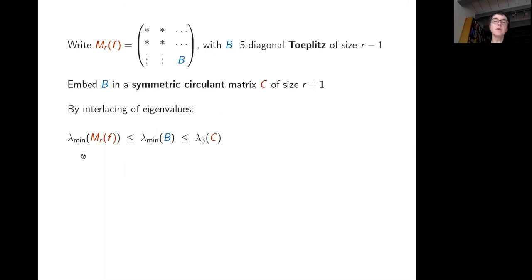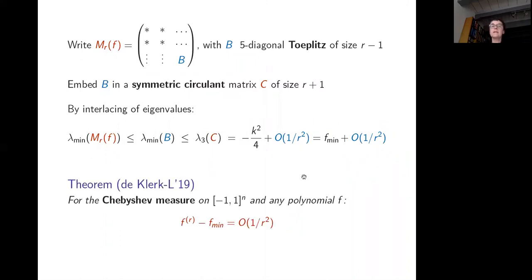If we do this, then we know that the smallest eigenvalue of our original matrix is at most the smallest eigenvalue of B, which is in turn at most the third smallest eigenvalue of C. But C is circulant, so we can compute its eigenvalues and we can precisely understand how they behave, and this concludes the proof. So using this argument, we can obtain that for the Chebyshev measure, for any polynomial, the error behaves like 1 over R squared, and is upper bounded by 1 over R squared.